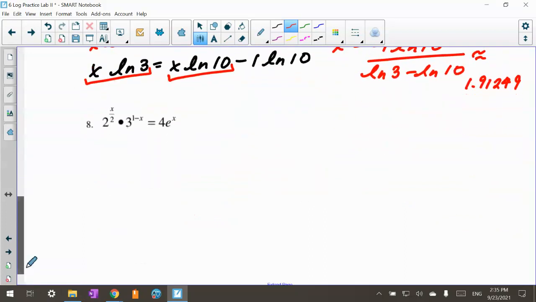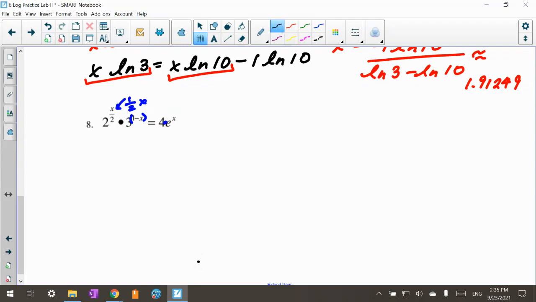And the very last one. So this one is going to take a little bit just because I like to write things on here. So I'm going to use blue here. I'm going to change x over 2 to a half x. And this is 1 minus x. So I'm going to put that in parentheses, and I'm putting a multiplication there, making sure I show it.